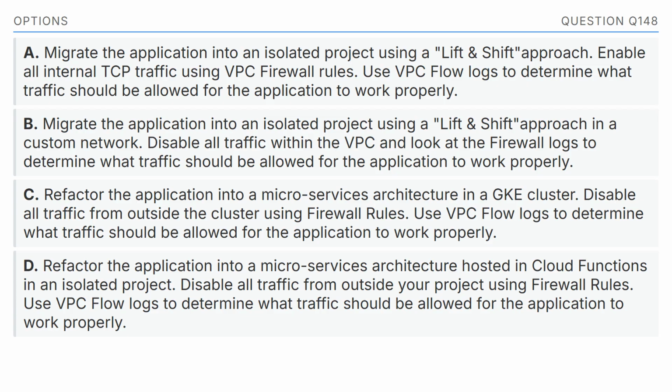Option D, refactor the application into a microservices architecture hosted in Cloud Functions in an isolated project. Disable all traffic from outside your project using firewall rules. Use VPC flow logs to determine what traffic should be allowed for the application to work properly.